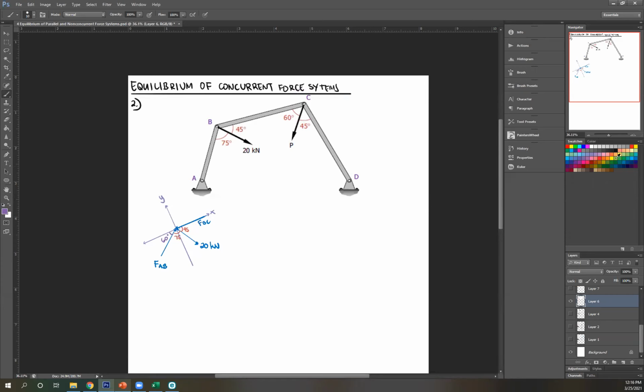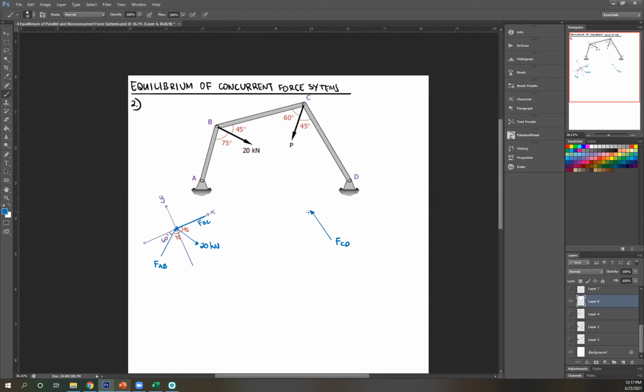Do the same thing for C. Once again, I'm going to draw as is. I have my point here. This is my FCD, arrowhead towards the point. And then we have my FBC again.